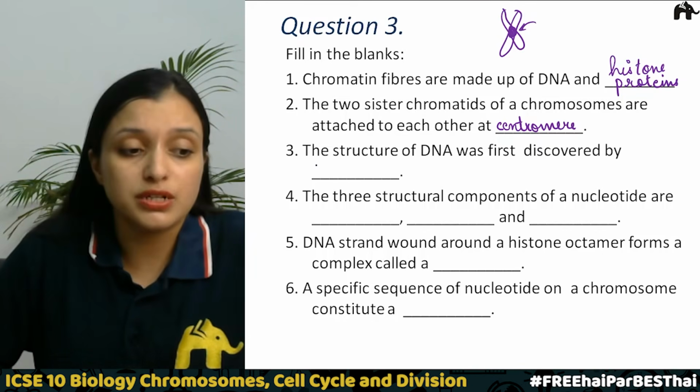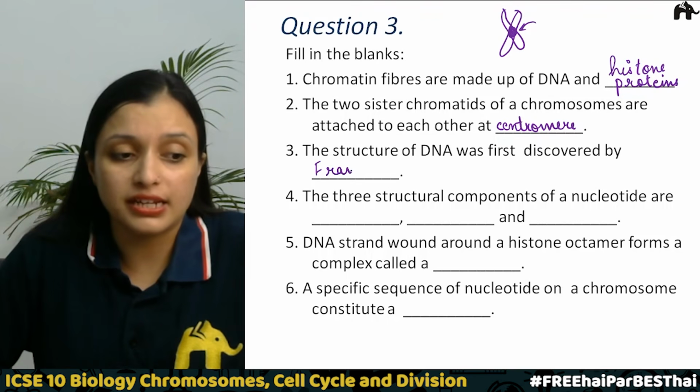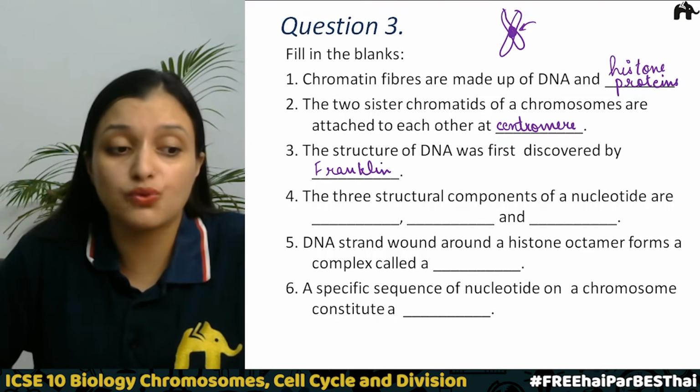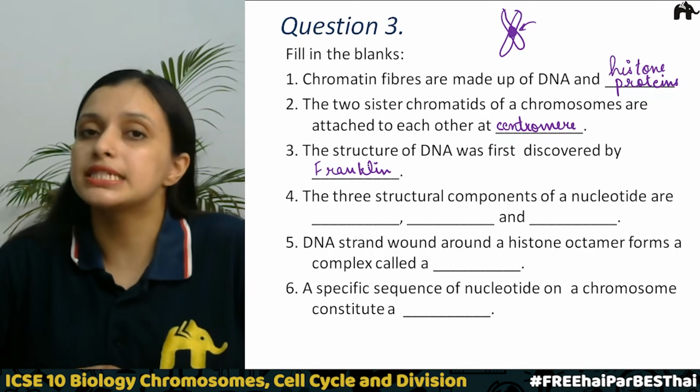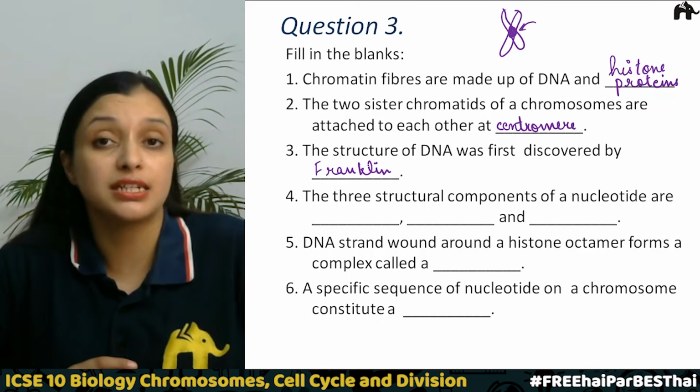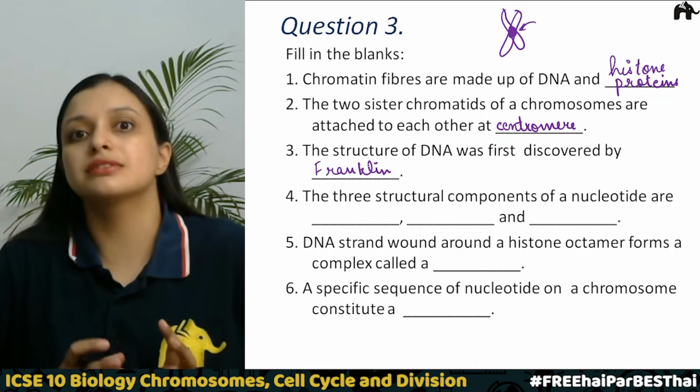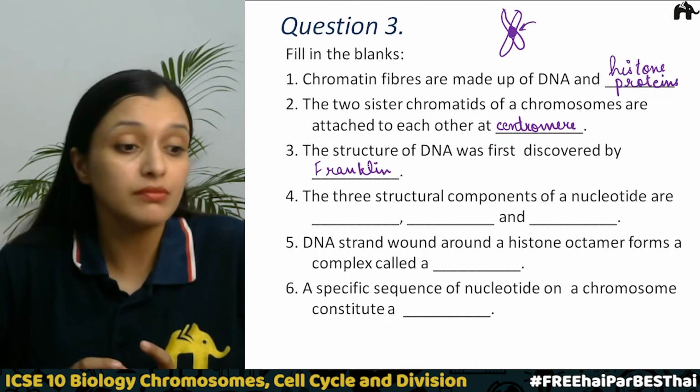Now this third part: the structure of DNA was first discovered by, who was the first to discover the structure? The first one was Franklin. So she was the one to discover the structure of DNA for the first time, and in the same year Watson and Crick started making the structure of the DNA.